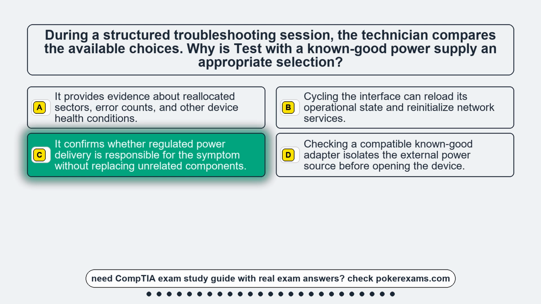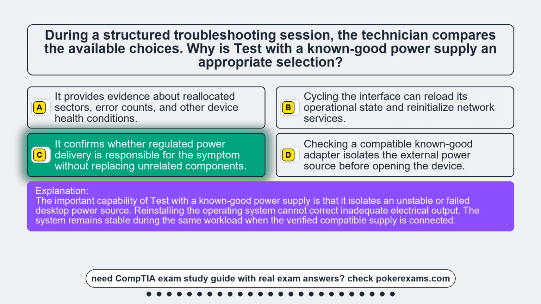The correct answer is option C. It confirms whether regulated power delivery is responsible for the symptom without replacing unrelated components. The important capability of test with a known-good power supply is that it isolates an unstable or failed desktop power source. Reinstalling the operating system cannot correct inadequate electrical output. The system remains stable during the same workload when the verified compatible supply is connected.